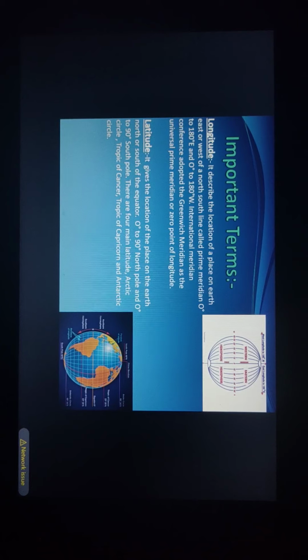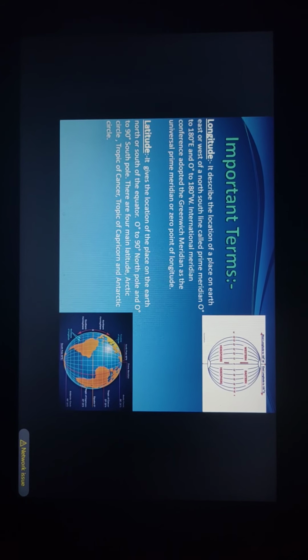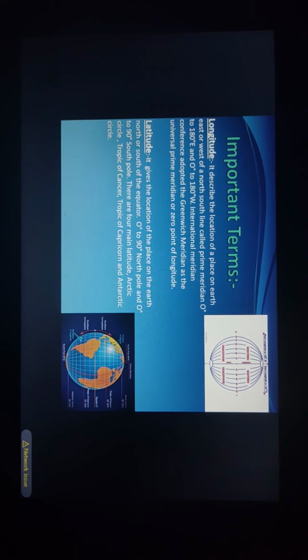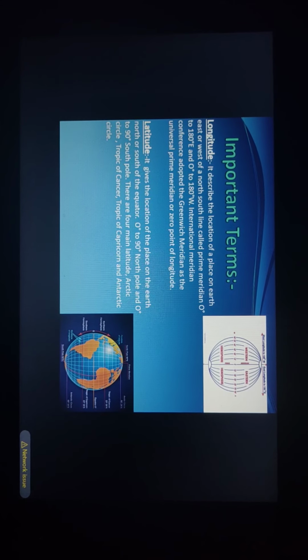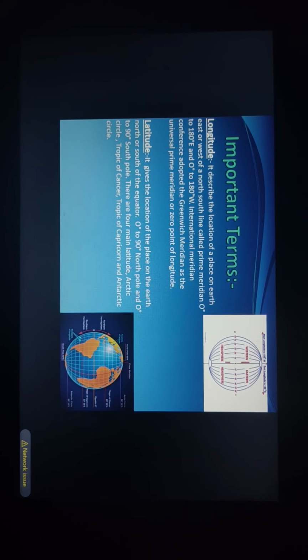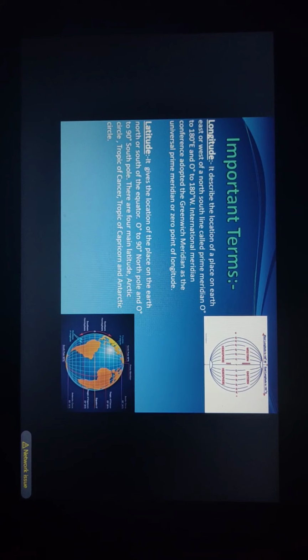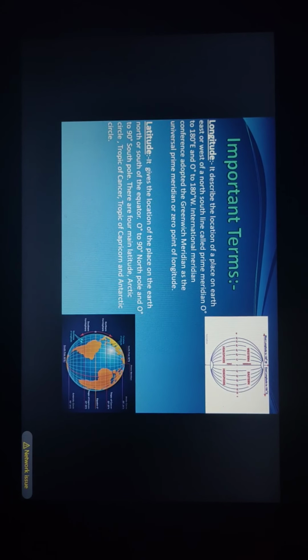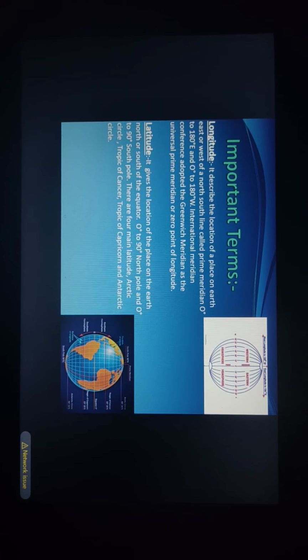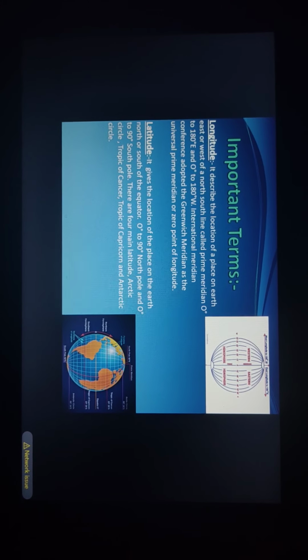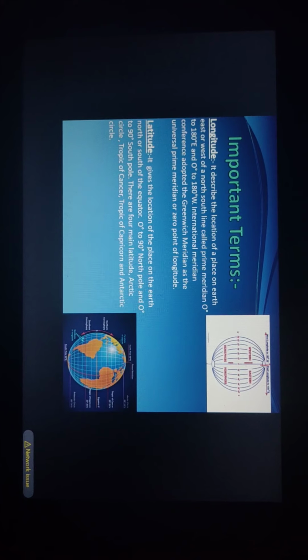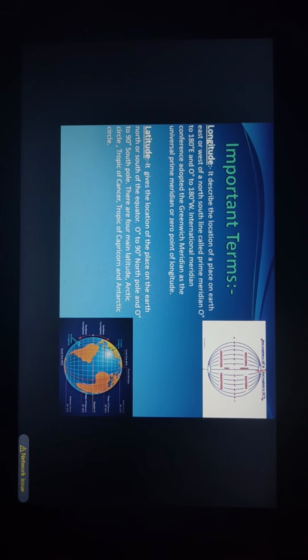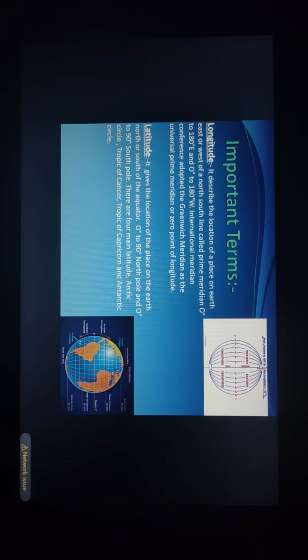Now along with my explanation, I hope you are copying down all these terms, right? Longitude describes the location of a place on earth east or west of a north-south line called the prime meridian. That is 0 degree to 180 degree east and 0 degree to 180 degree west.